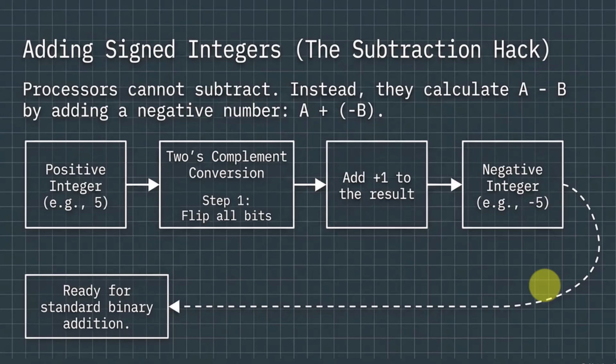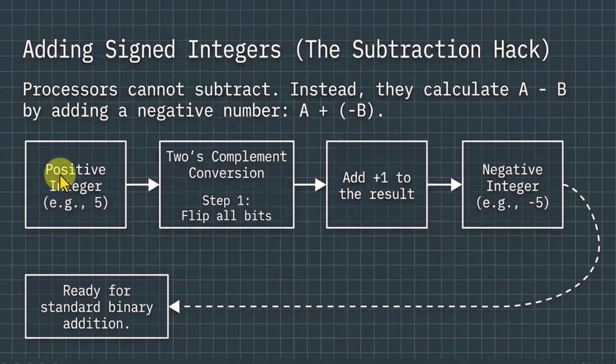Adding signed integers, the subtraction hack. Processors cannot subtract in a computer. Instead, they calculate a minus b by adding a negative number. One of the benefits of using 2's complement was this, that we would not need separate hardware to perform a subtraction. You would simply change one of these numbers to negative, and after that we would just perform the addition.